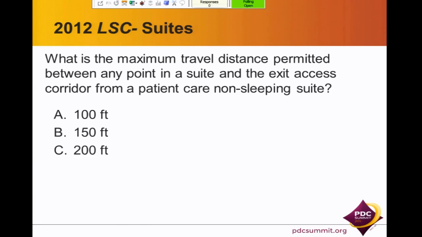All right, here's hopefully an easier one. What is the maximum travel distance permitted between any point in a suite and the exit access corridor from a patient care non-sleeping suite?